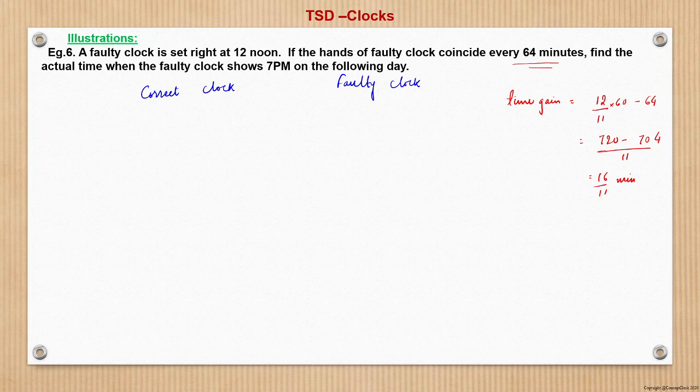So now let us see. Today at 12 noon, what will the time be shown by the correct clock? That will be 12 noon, because both the clocks are set right at this time, and the faulty clock will also show the same time, 12 noon. Now tomorrow 7 p.m.